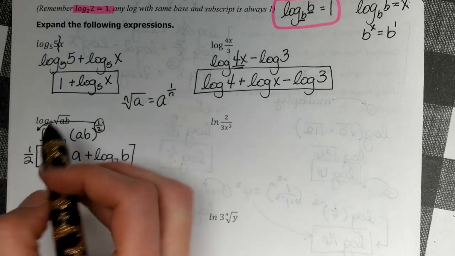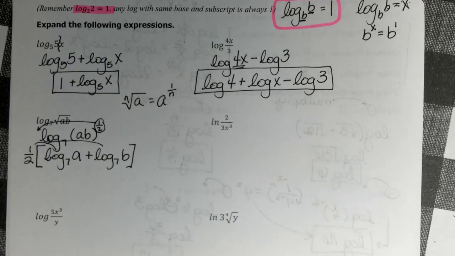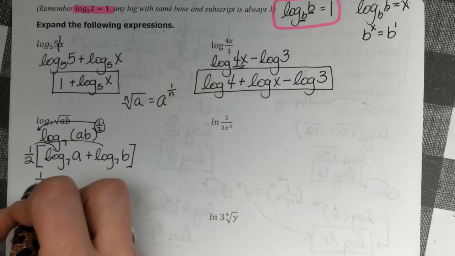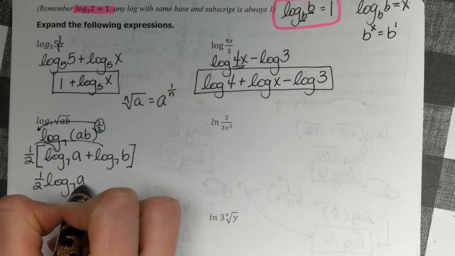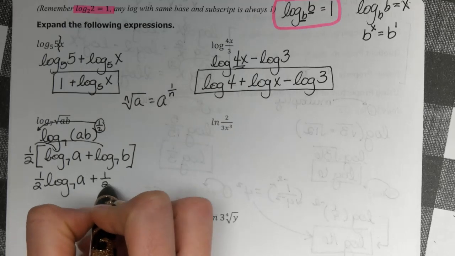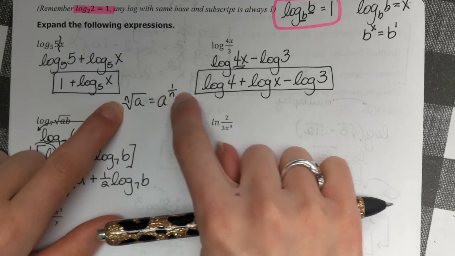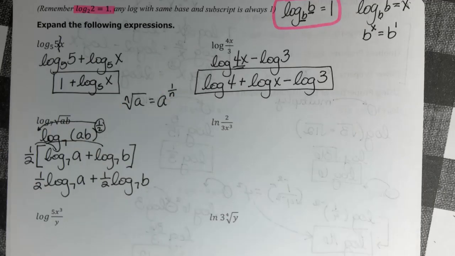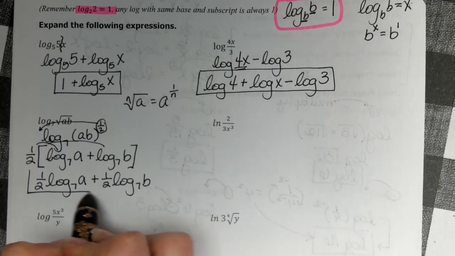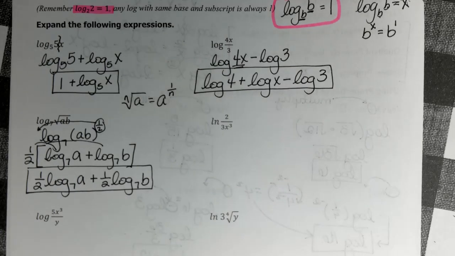So that 1/2 is going to have to be distributed. So you have to be careful. If I'm taking the square root of more than one thing, that root has to go to both. So that exponent, that 1/2, becomes 1/2 log 7 of a plus 1/2 log 7 of b. Yes, ma'am? The square root is 1/2. The cube root would be 1/3. So whatever this root is, the denominator of that fraction. Bless you. So some of these you're going to have to be careful with distributing.